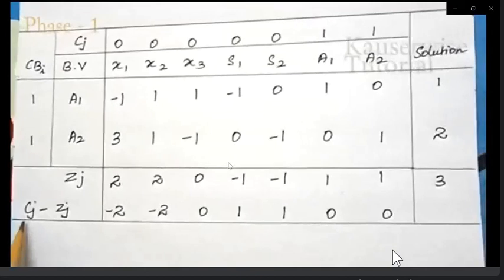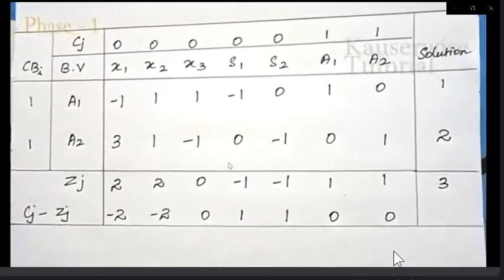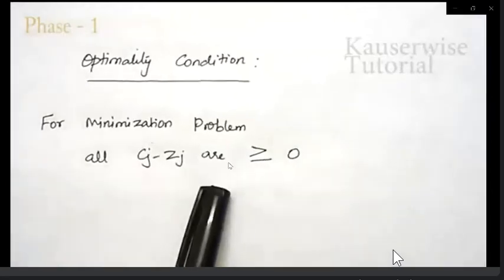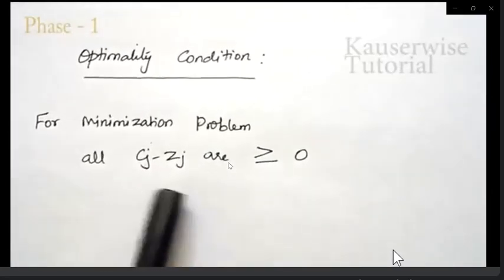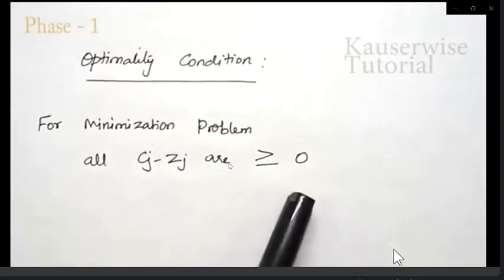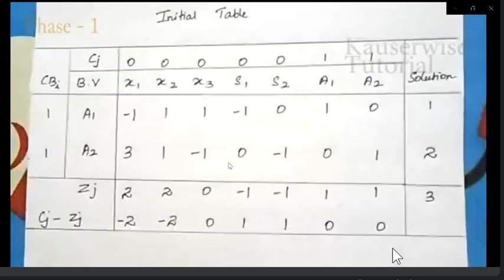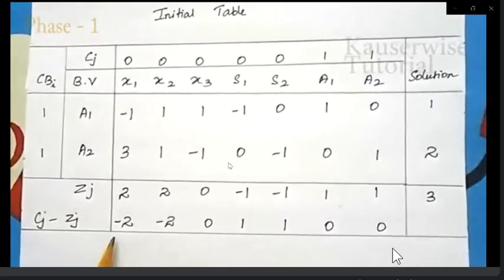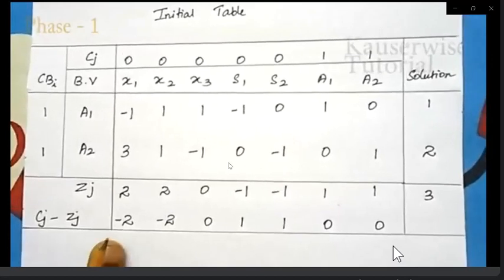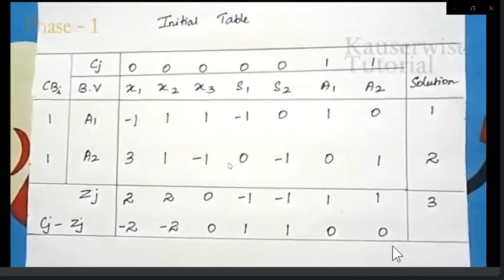After finding the Cj minus Zj values, just check the optimality condition. For a minimization problem, the optimality condition is that all the Cj minus Zj values must be greater than or equal to 0, which means we need to get 0 or positive values. Look at the Cj minus Zj values. Here we have got two negative values, so we didn't reach optimality. So we have to proceed further until we reach optimality.